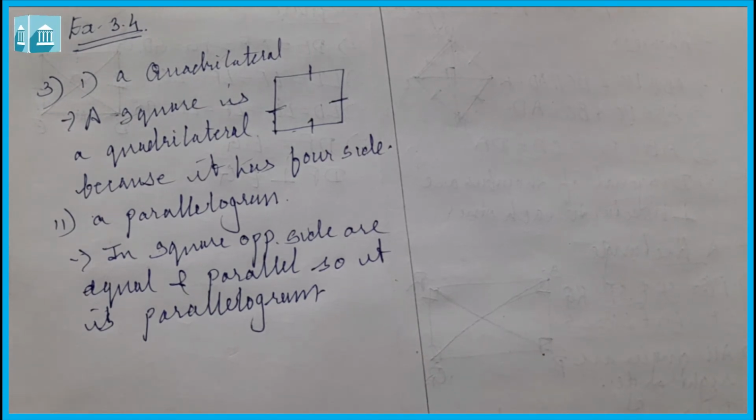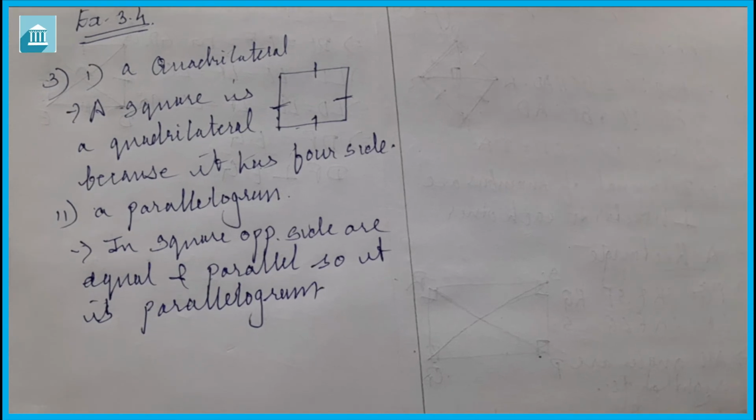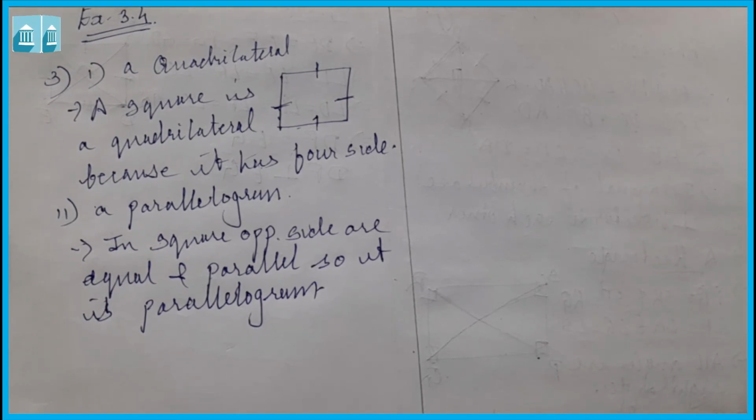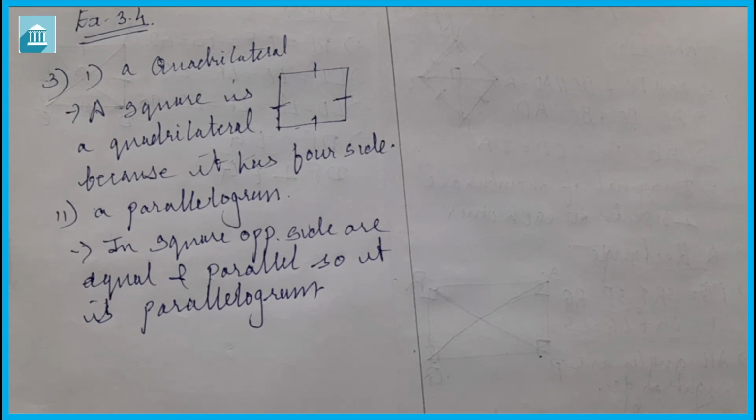Third one is a rhombus, and fourth one is a rectangle. This you can do by yourself also. In rhombus it is said that all the sides are equal. Square also has all the sides equal. Diagonals bisect each other, are perpendicular bisectors. In square also the diagonals are perpendicular bisectors. So we can say that square is a rhombus also. And rectangle, there all the angles are equal, that is 90 degrees. In the same way a square also has all the angles equal 90 degrees, and their diagonals are equal. In square also the diagonals are equal, so we can say that it is a rectangle also.